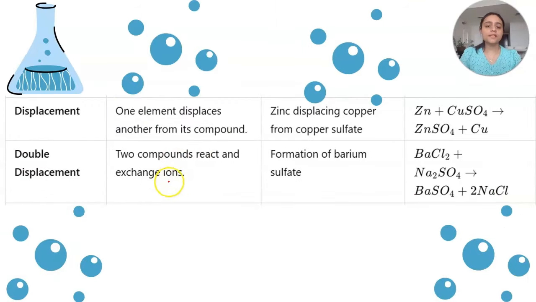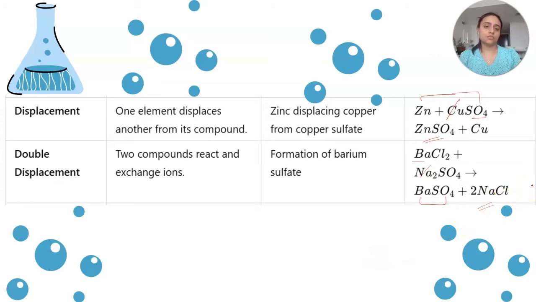When we talk about displacement reaction, I have already told you, one highly reactive element is going to displace the less reactive element. Like this, when zinc reacts with copper sulfate, zinc displaces copper from the sulfate and combines with the sulfate to form zinc sulfate, and copper exits. Double displacement reaction, when barium chloride reacts with sodium sulfate, barium, being highly reactive, displaces the sodium and combines with the sulfate to form barium sulfate, and sodium chloride exits.